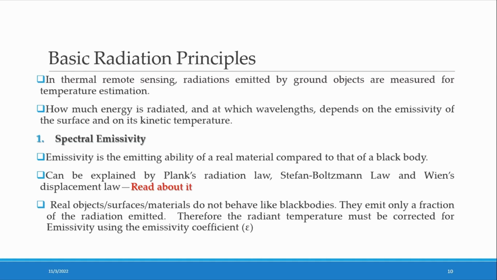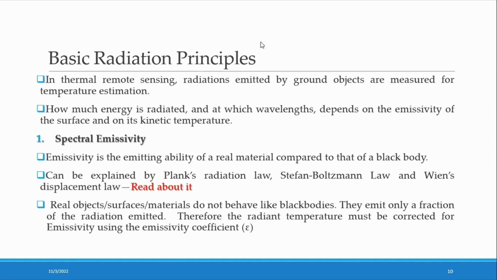So the first one we're going to look at is spectral emissivity of the surfaces. Emissivity just refers to the ability of a material or a surface to emit radiation as compared to a black body. A black body is a material or a surface that emits 100% of the absorbed energy; it absorbs energy from the sun and emits all of it. That is the perfect body, and that is what we call the black body.